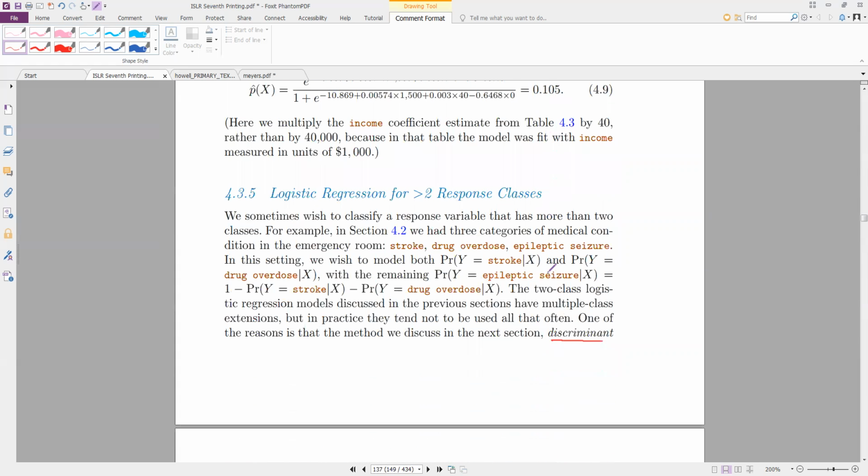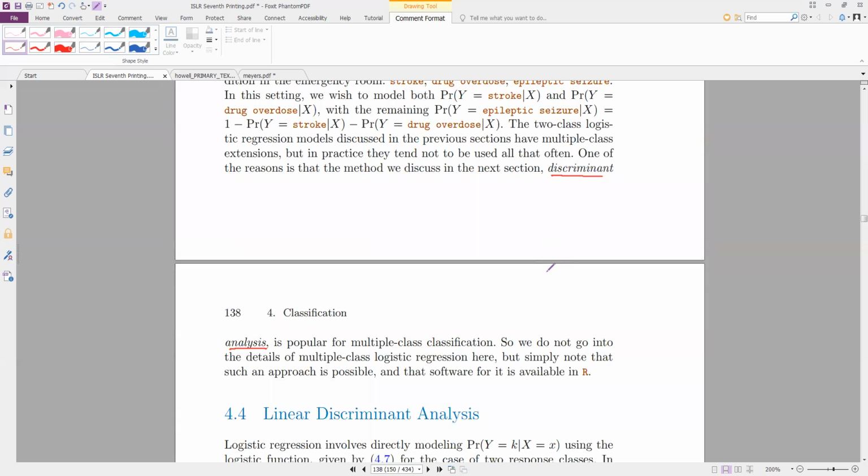More stuff here. You can have logistic regression for greater than 2 response classes. That can sometimes be done. Oftentimes these things work their way into binary categories, so you don't want to be doing 4 or 5 categories usually. Usually try to make it binary. And if not, you could also do this in terms of a discriminant analysis, which can be used for multiple class classification. And that's what we're going to be starting to talk about next week when we continue this.